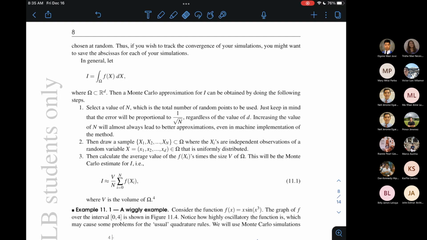And sa number 3, Monte Carlo simulation naman. I gave you a two-dimensional integral, or sorry, an integral in two variables, tapos papa-Monte Carlo simulation ako ng 10 beses para makakuha tayo ng isang estimate.